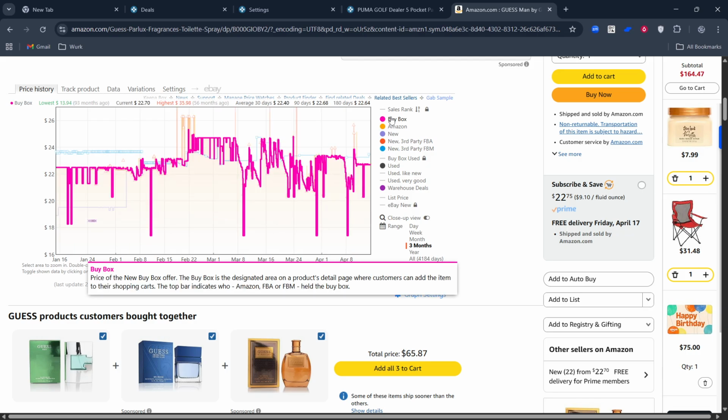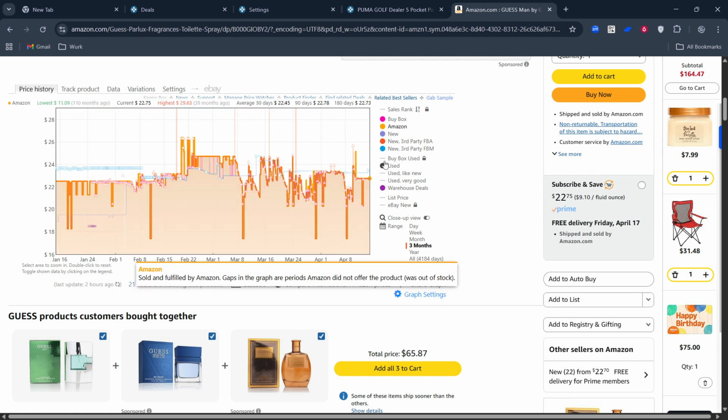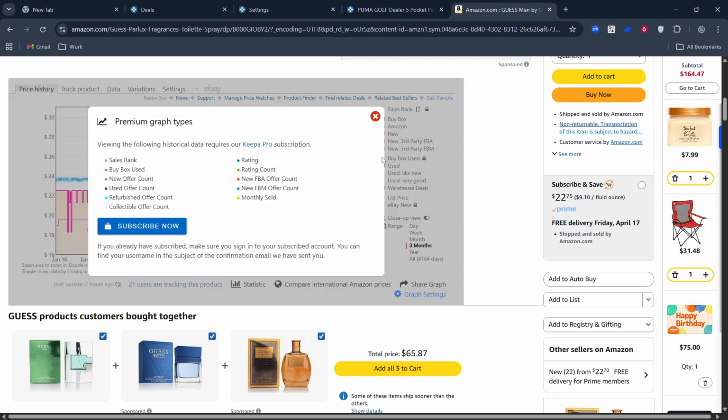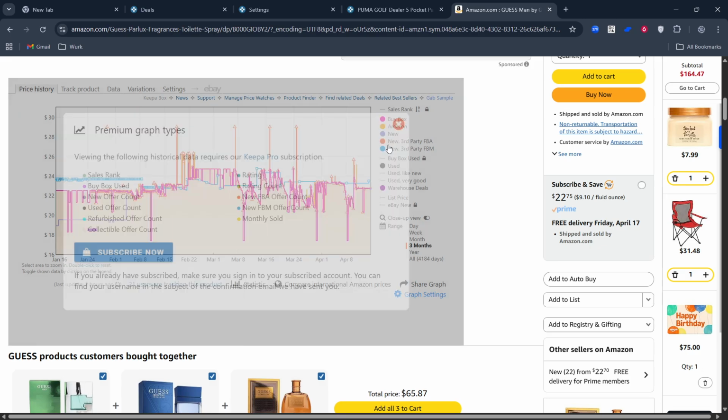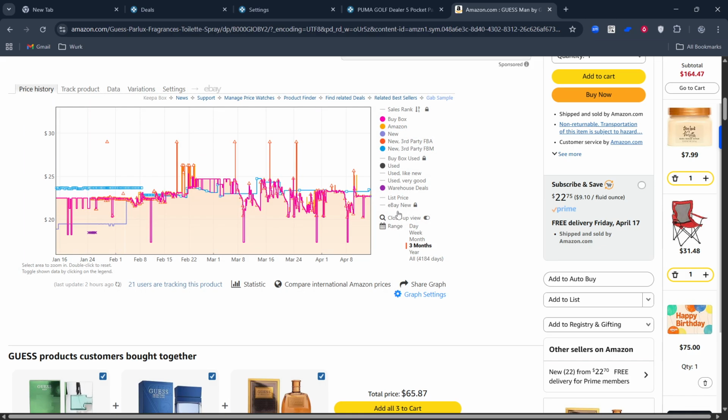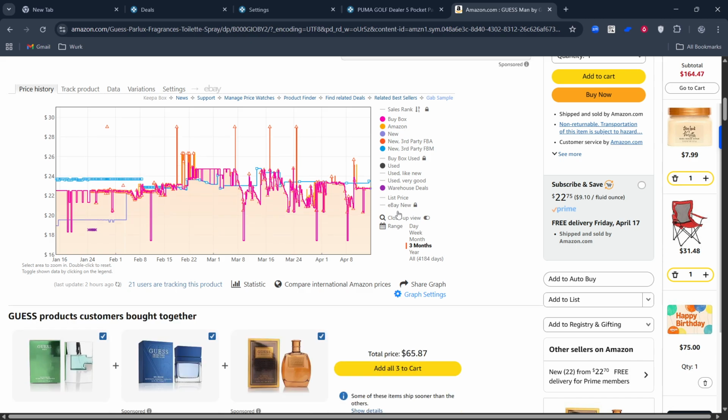Check competition next. Keepa shows the number of offers over time. Fewer competing sellers usually means a better chance of sharing the buy box and moving units at your target price. A sudden surge in offers can signal increasing competition that may pressure price and sales velocity.